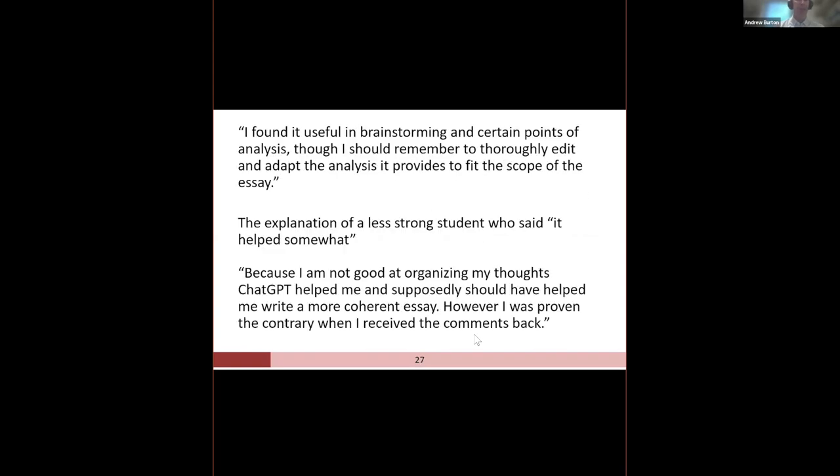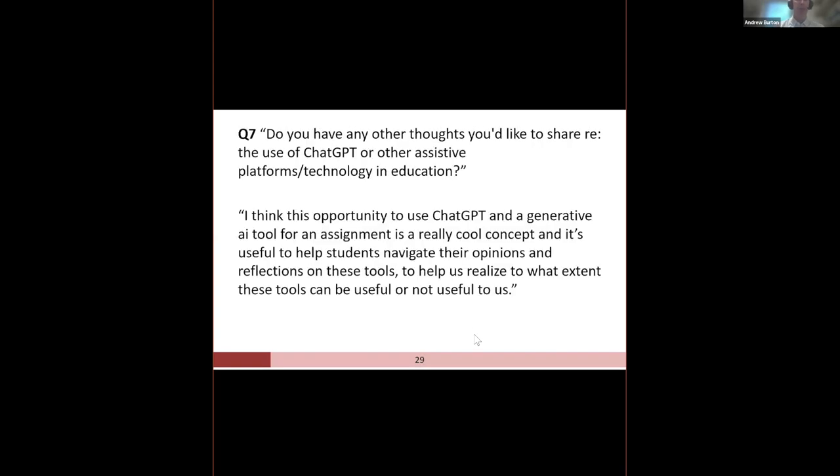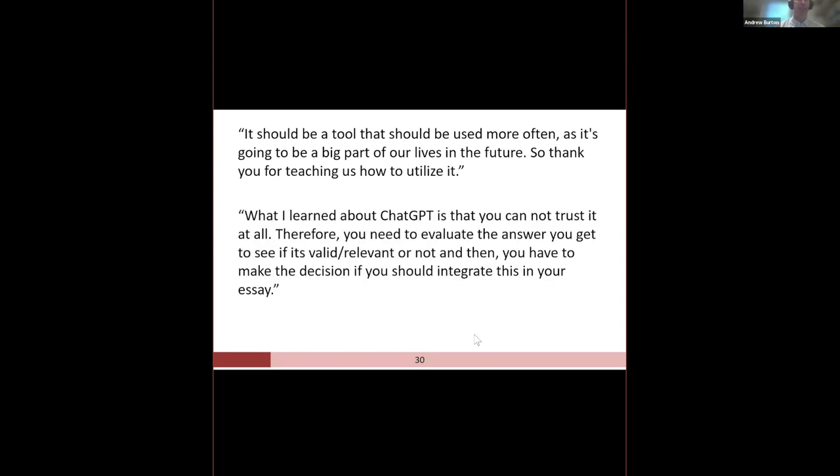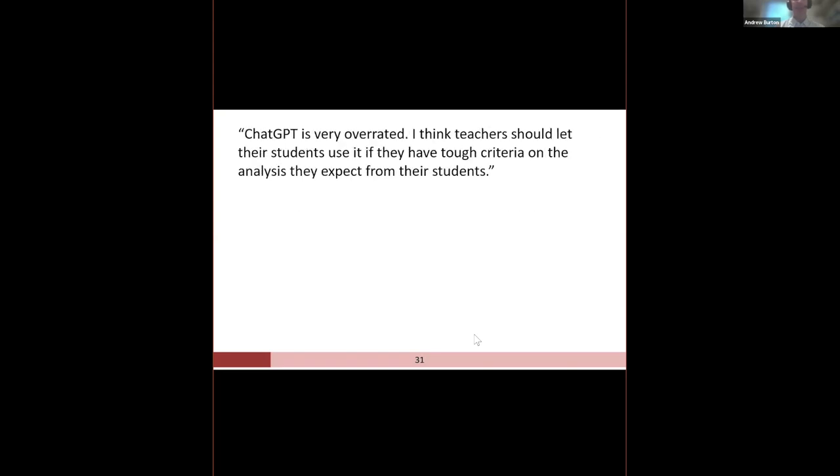Again, I'm going to have to skip through a lot of these comments that are just wonderful to read, because they really validate what I'm doing. And I'll just give you this one. "ChatGPT is very overrated. I think teachers should let their students use it if they have tough criteria on the analysis they expect from their students." Again, I love this. It's validating exactly what I'm doing for the very reasons that I'm doing it.